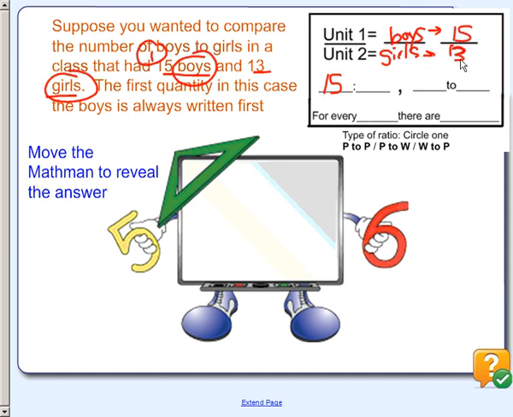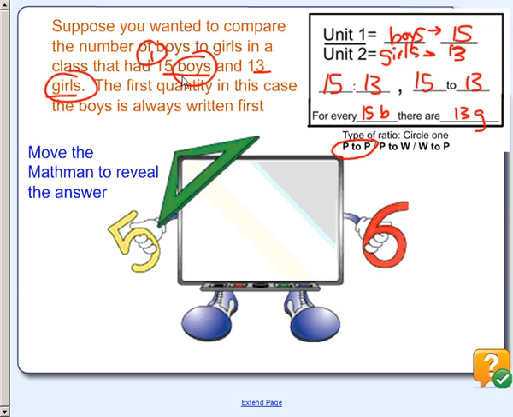So 15 over 13 is the same as 15 colon 13. We could also write that as 15 to 13. And we could also say for every 15 boys, there are 13 girls. What type of ratio is this? Well, I'm comparing part of the class that are boys to part of the class that are girls. So this is also a part-to-part ratio.